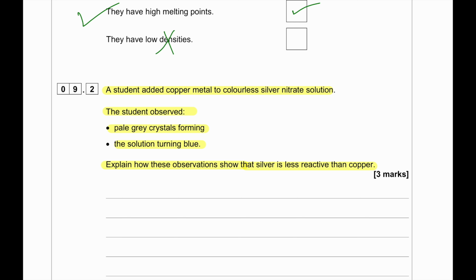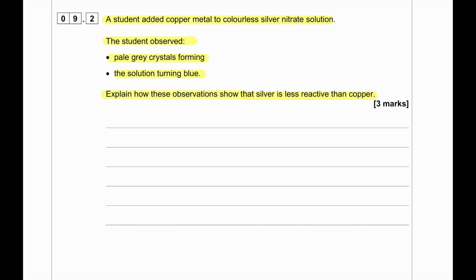How can we tell that? Because the solution turns blue. So copper is displacing silver because it is more reactive.